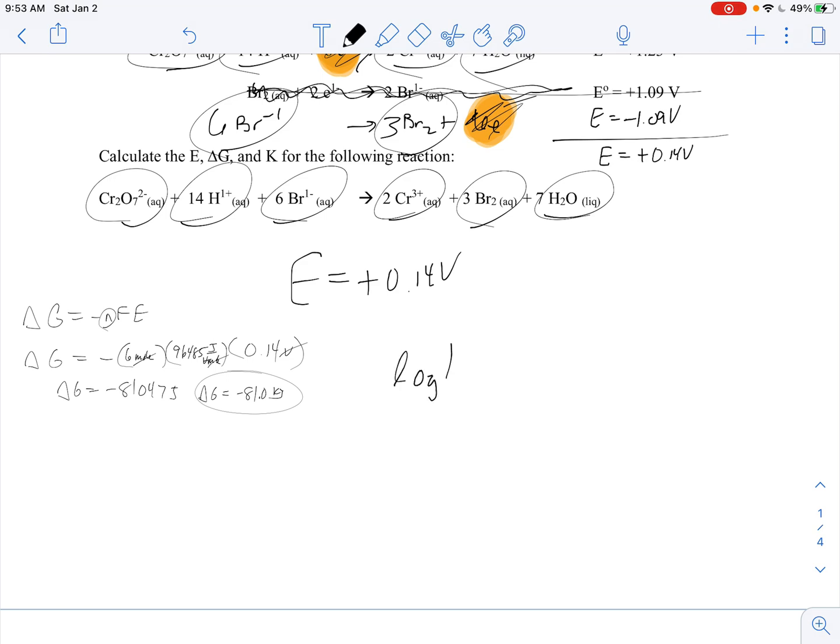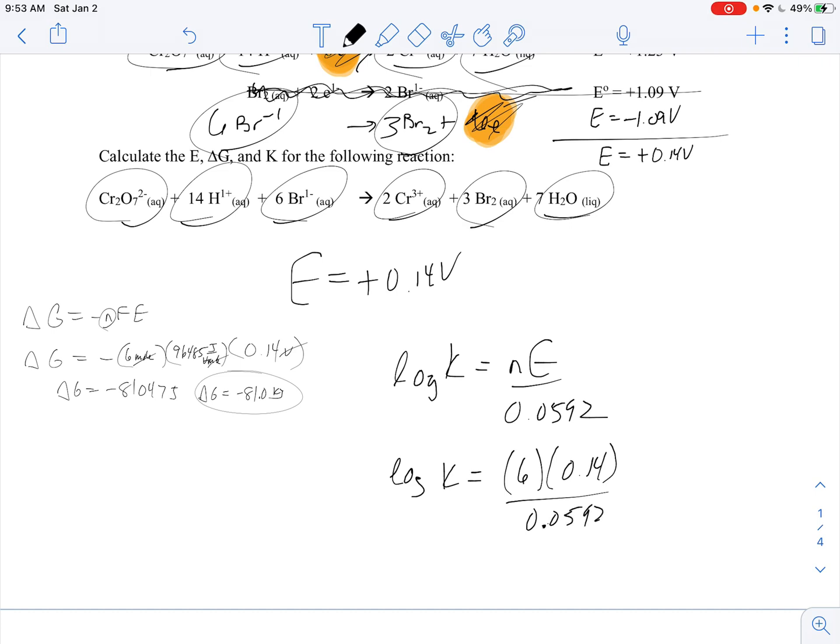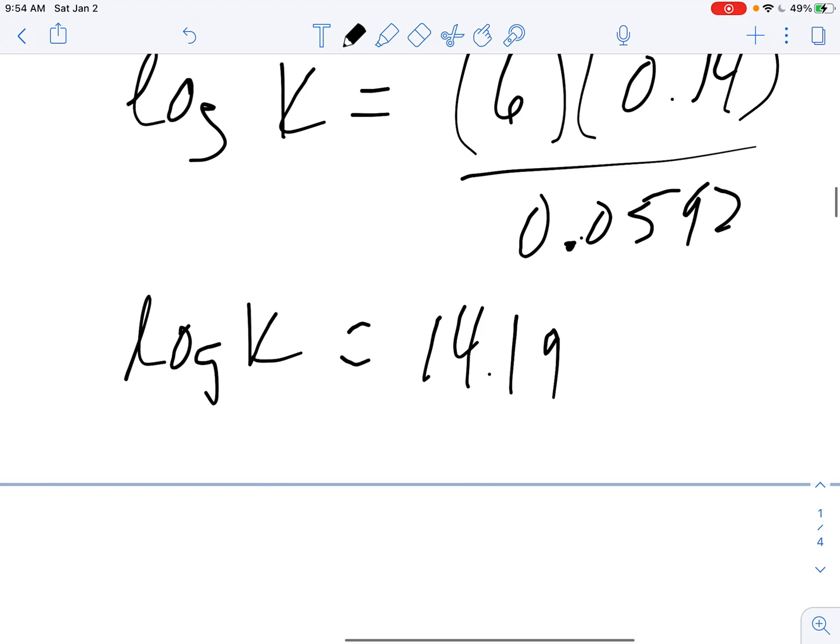All right. Now, what about the other one? What if I wanted to get K? Well, I'm going to use this new equation here. The log of K is equal to n times E divided by 0.0592. So the log of K is going to be equal to those 6 moles of electrons times my voltage, which is positive 0.14, divided by 0.0592. So that's going to be 6 times 0.14 divided by 0.0592. So the log of K is equal to 14.19.